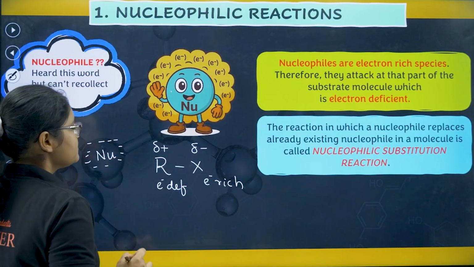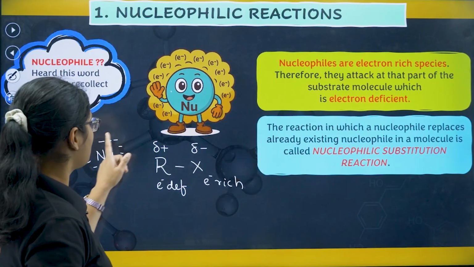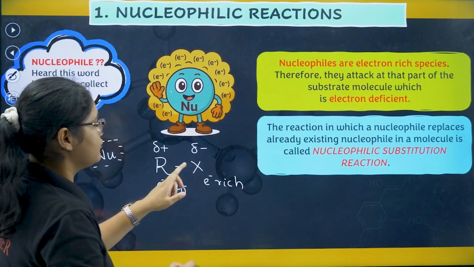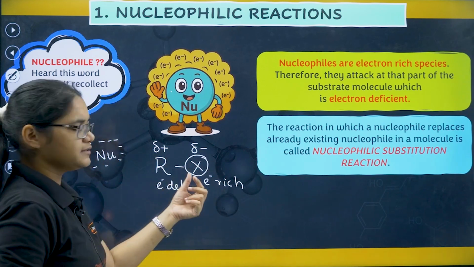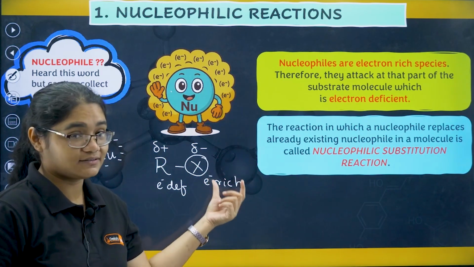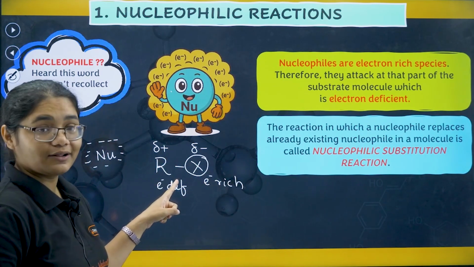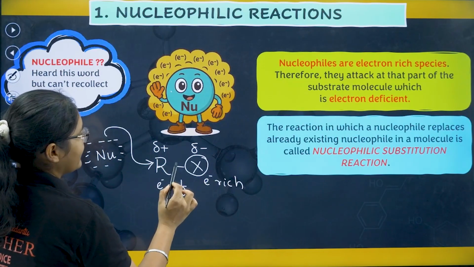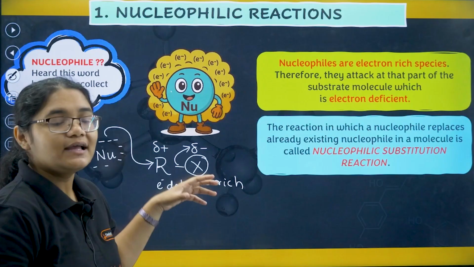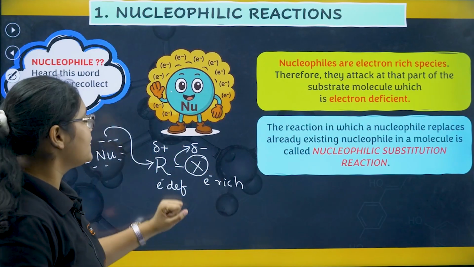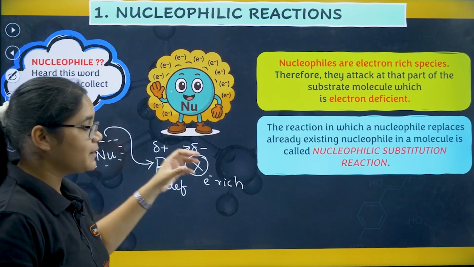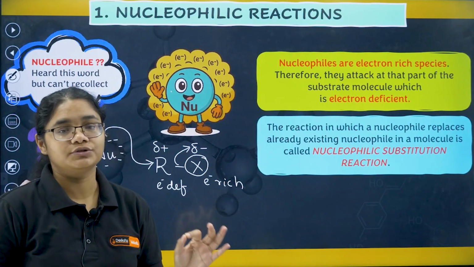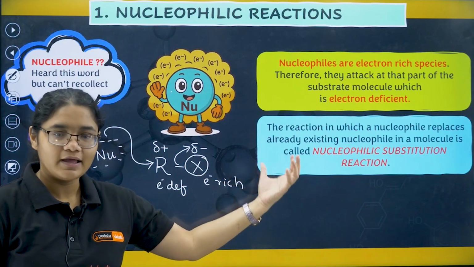So what will happen? A reaction in which a nucleophile replaces the already existing nucleophile. Since X is also electron rich, I can say it is the already existing nucleophile. This R is electron deficient. So what will happen? This nucleophile will attack on this R and this X will go out. These types of reactions where the X group is replaced by a nucleophile are called nucleophilic substitution reactions.